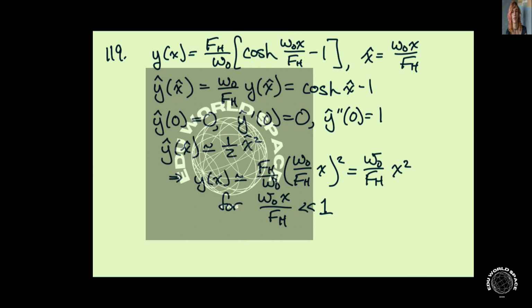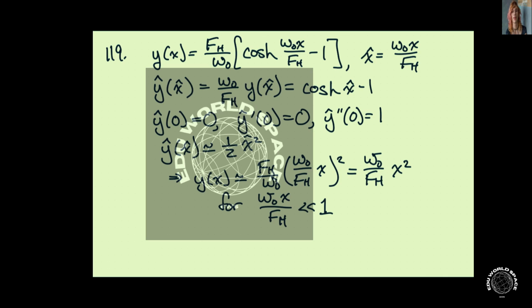So this has dimensions of 1 over length, so that this is dimensionless. This has dimensions of length. So I'm going to define y hat as W naught over F_H times y, and then x hat. So y hat of x hat is just the hyperbolic cosine of x hat minus 1.